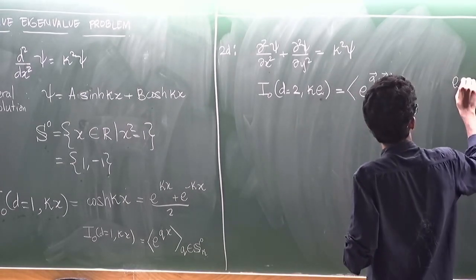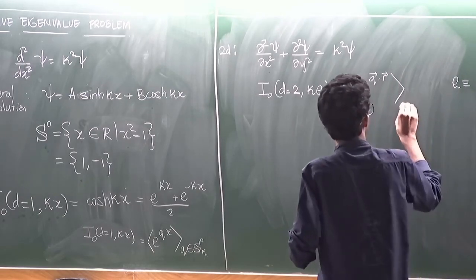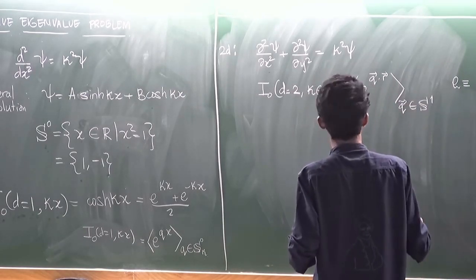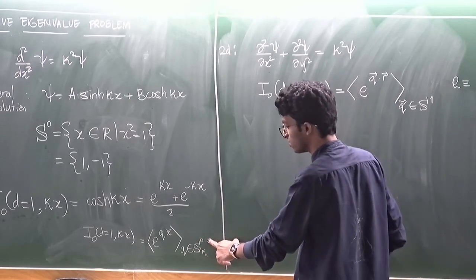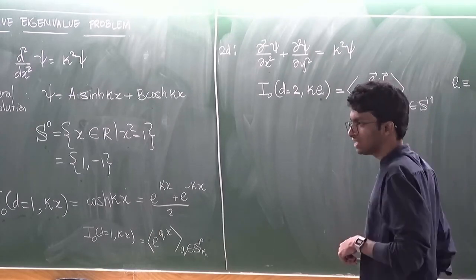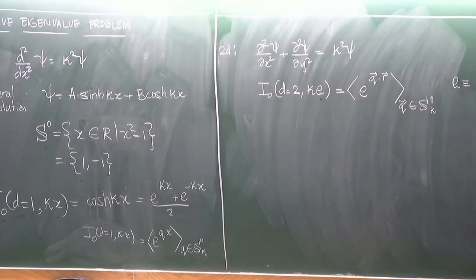So rho is the modulus of r vector, such that q belongs to S1, because remember it was S0, which is d minus 1, when we had 1d. So here d minus 1 is just 1, with radius kappa. I claim that this is the solution. Okay.